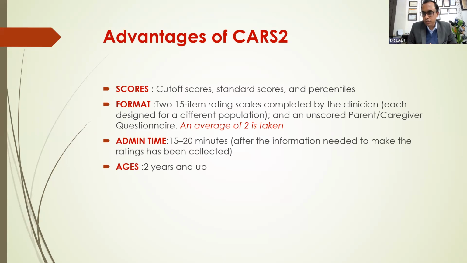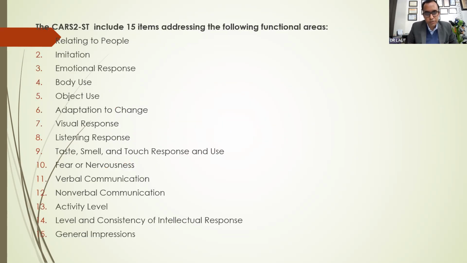So this is the peculiarity of these cards, that you can do the card scoring over a wide variety of ages. These are the various 15 items which are addressing the functional areas: relating to people, imitation, emotional response, body use, object use, adaptation to change, visual response, listening response, taste, smell, fear, verbal communication, non-verbal communication, activity level, level of consistency, intellectual response, and general impression. So these 15 parameters basically cover the overall phenotypical presentation of a child on the spectrum, irrespective of whether it is mild, moderate, or severe.